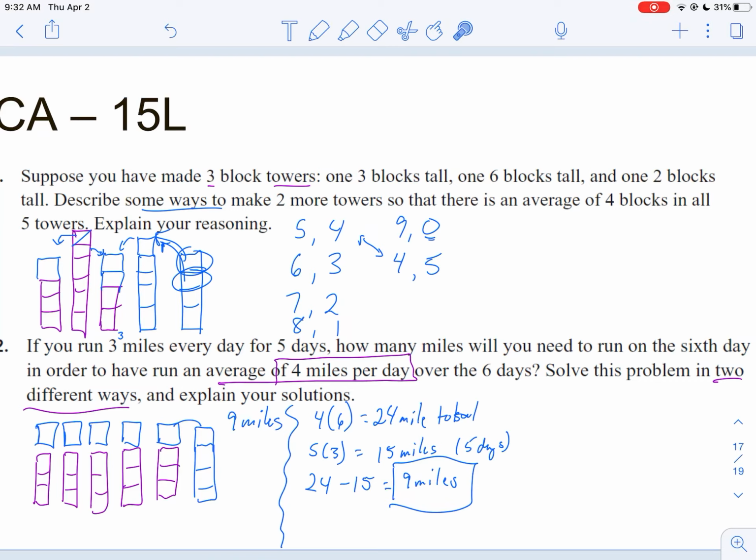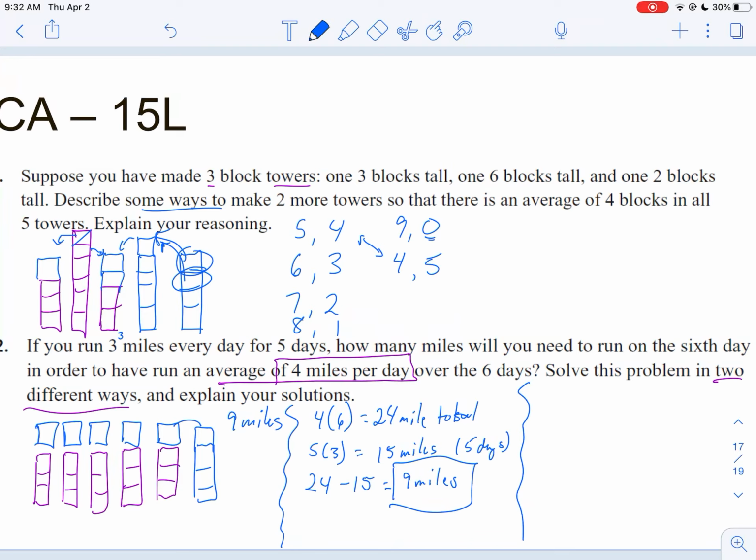And you could see we're doing similar calculations in the end. We see the 15 miles here, 3 times 5. We also see 4 times 6 here, 24. And here it would be 24 minus the 15, where we just built our picture so we didn't have to do that subtraction.